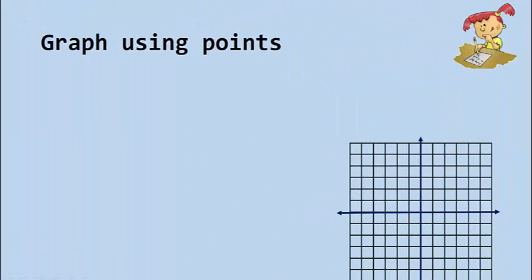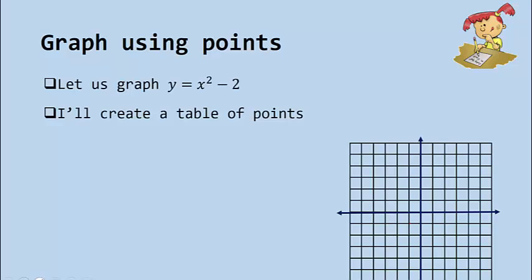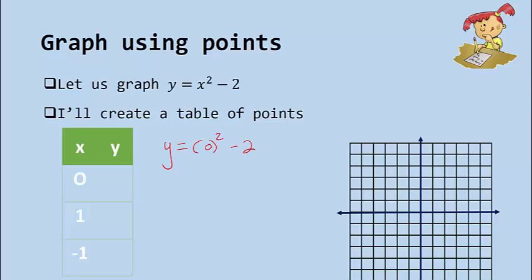Let us graph using points. Let us graph y equals x squared minus 2. I'll create a table of points. So basically at this point I'm going to substitute my values in. If I take the first one, y is equal to, replace x with 0, I get y equals 0 squared minus 2, which is going to equal -2.